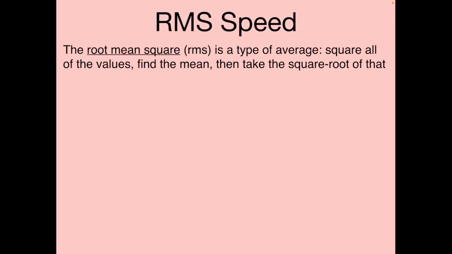And that brings us to RMS speed. Now, RMS stands for root mean square. And the root mean square is a type of average. This is how you calculate the root mean square of any sort of quantity. First, you square all of the values. Then you find the mean of all of those squared values. And then you take the square root of that. That's the definition of RMS.